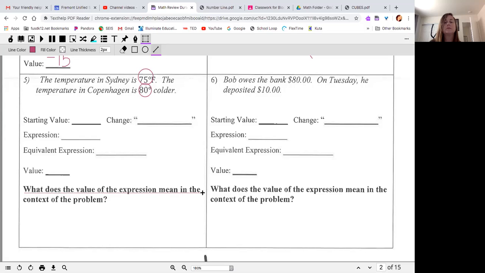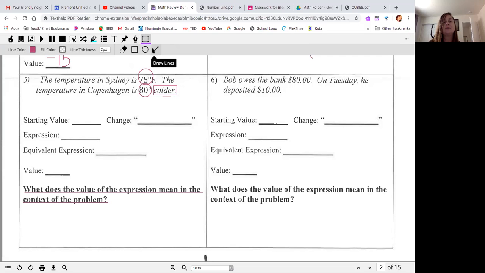Underline that. Okay, so make sure you're underlining what you're supposed to underline. Now get the box or action words. Temperature. No. Sydney. Let's see, the temperature in Copenhagen is 80 degrees colder. And is that in here? Colder. If it's colder, are the numbers going up or down? They're going down. It's colder. So what is our operation going to be? Right? We'll put a minus sign because we're subtracting.